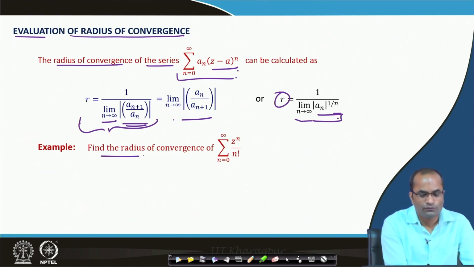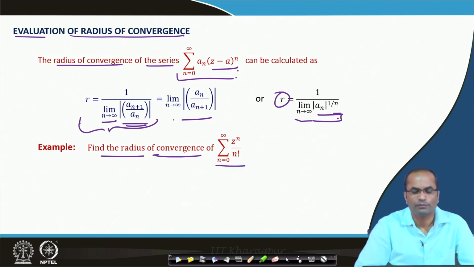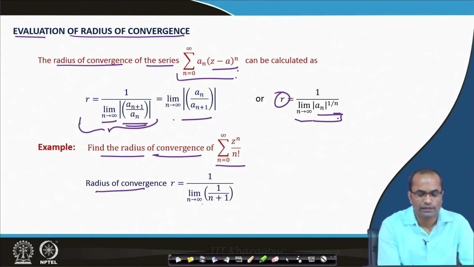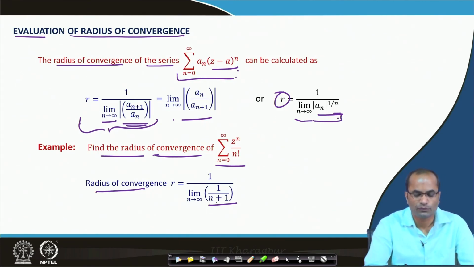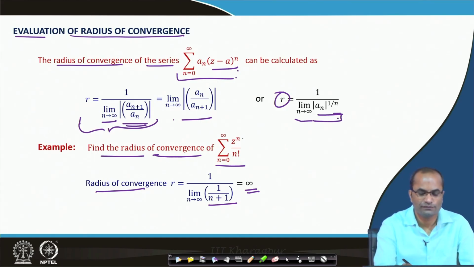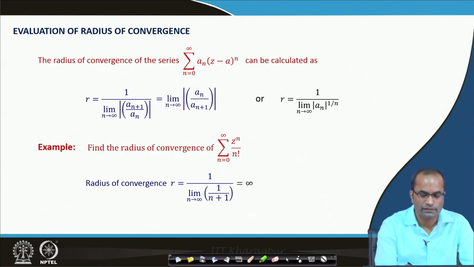So, here if you want to find the radius of convergence, for instance, of this series z power n over factorial n, we will apply the first formula, that the radius of convergence we can get with the help of this ratio and then the limit. We will readily see here that as n approaches infinity, this will go to 0, and so the radius of convergence for this series is infinity, which is also obvious if you take a close look at this series.